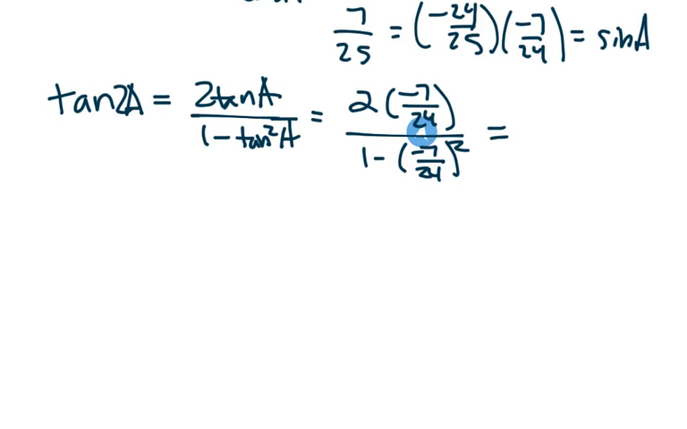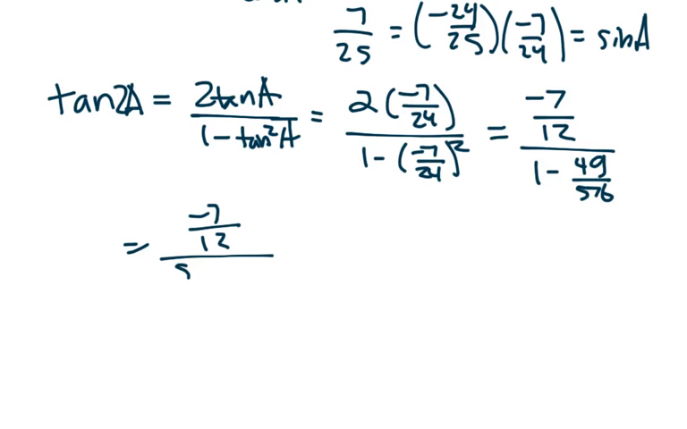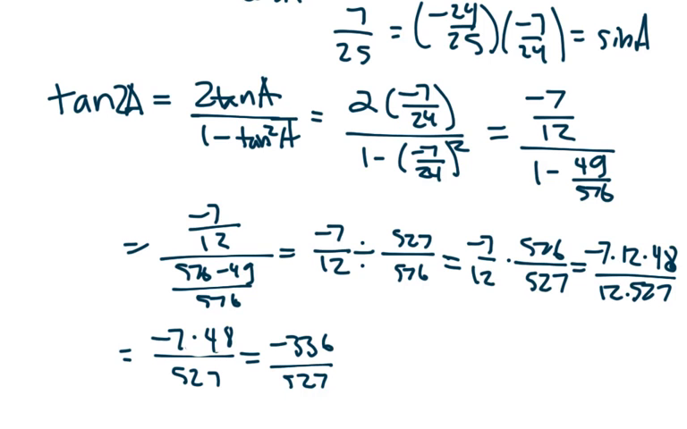2 and 24 have a common factor, so reduce that. Instead of saying 14 over 24 and then reducing, you should reduce before multiplying. You get 7 over 12. On the bottom, 7 times 7, and 24 times 24. Negative 7/12 over 576 minus 49 over 576. Simplifying, 576 minus 49 should be 527.